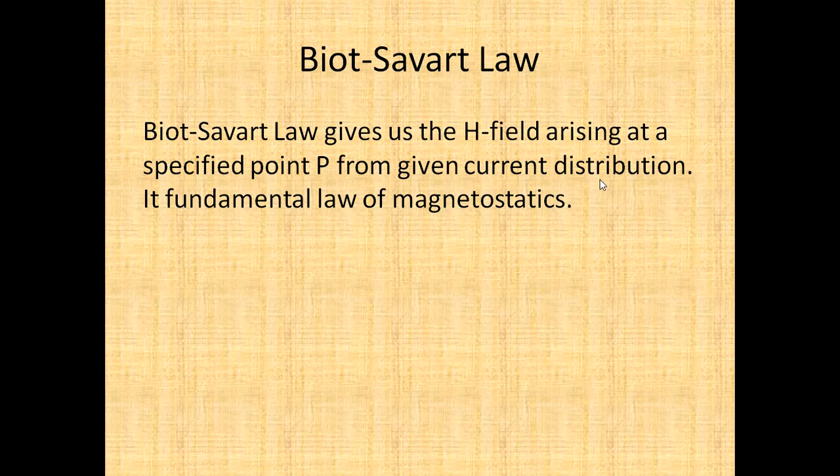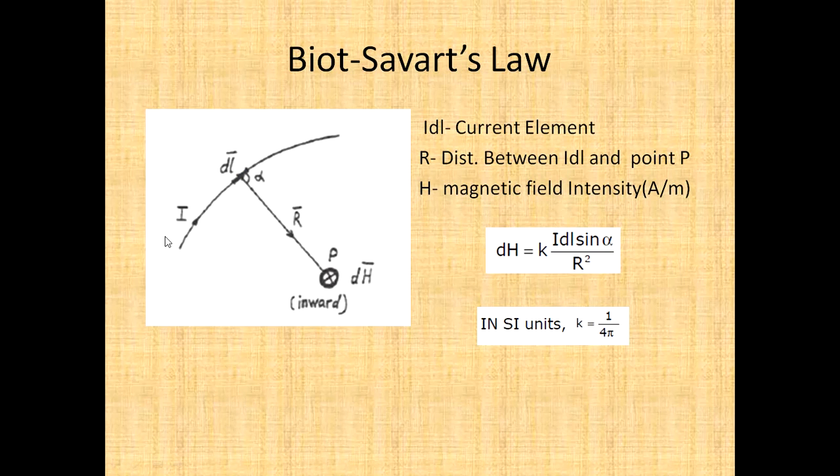Biot-Savart law. The Biot-Savart law gives us the magnetic field intensity arising at a specified point P from a given current distribution. It is a fundamental law of magnetostatics. The diagram indicates that current is flowing through this path. dl bar is a small short length. I dl bar is called the current element. R is the distance between I dl and the point P. H is the magnetic field intensity.